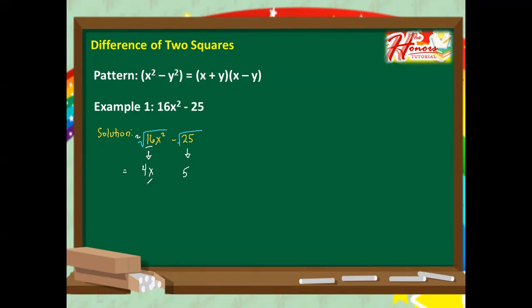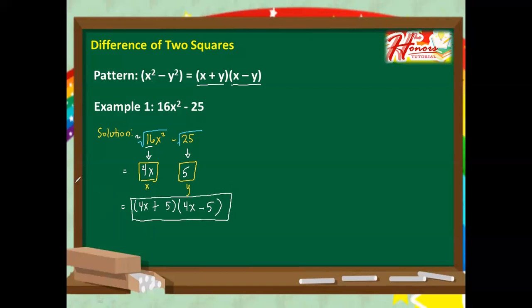And then 4x will be your x, this one, and 5 will be your y. Now let's have our pattern. So the pattern is x plus y and x minus y. So x is 4x plus y, so that's 5, times x again, so that is 4x minus y, that's 5. So this is our final answer for example number 1. Another example.